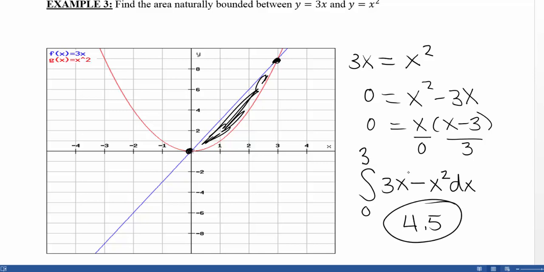So again, if you're not given bounds in your problem, that means there's a natural set of bounds that happen to enclose the area. And to find them, you need to consider where your functions intersect.